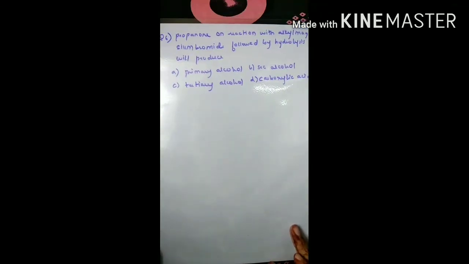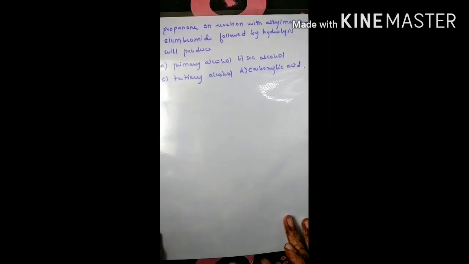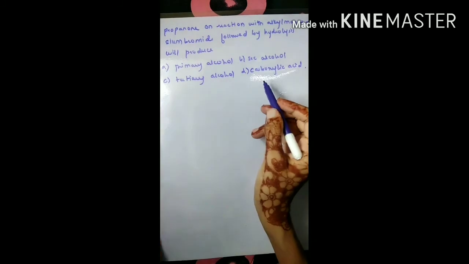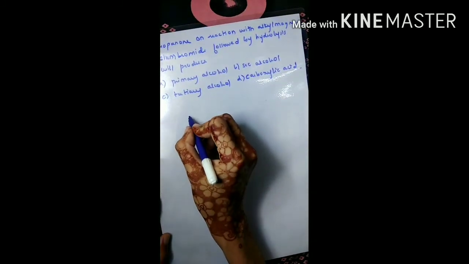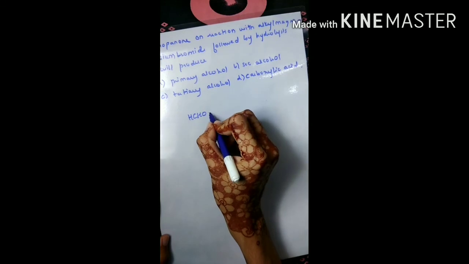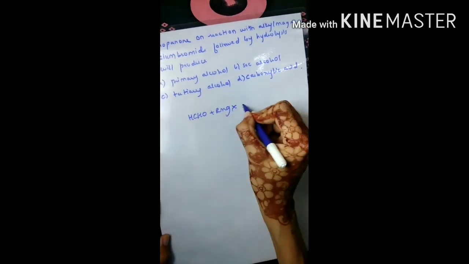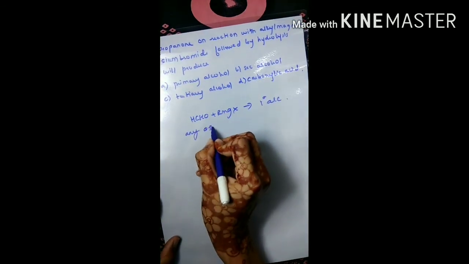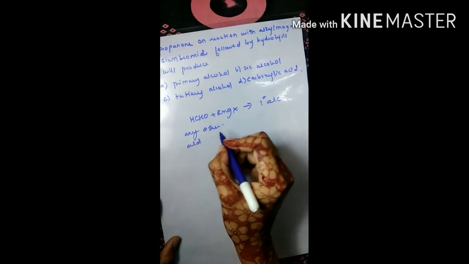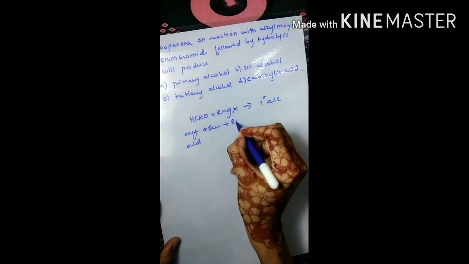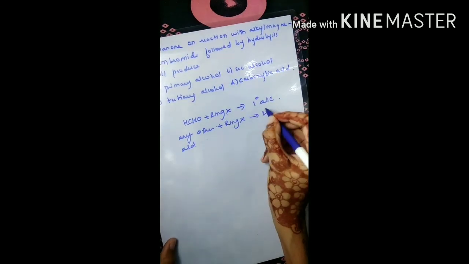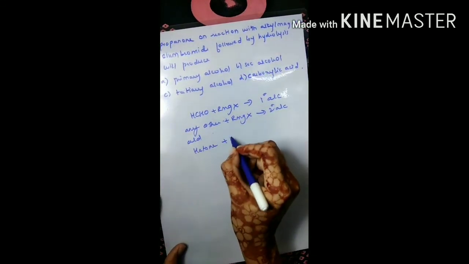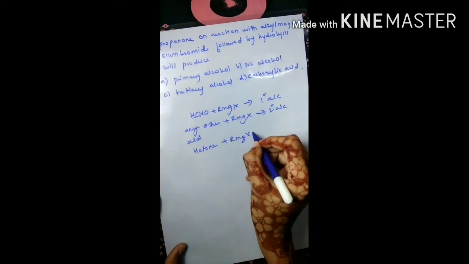Now the last question we have is propanone on reaction with alkyl magnesium bromide followed by hydrolysis will produce, and 4 options are given here. So as I've already told you, if you treat formaldehyde with Grignard reagent, it will give us primary alcohol. If you treat any other aldehyde except formaldehyde with Grignard reagent, it will give secondary alcohol. And when you treat ketone with Grignard reagent, it will give tertiary alcohol.